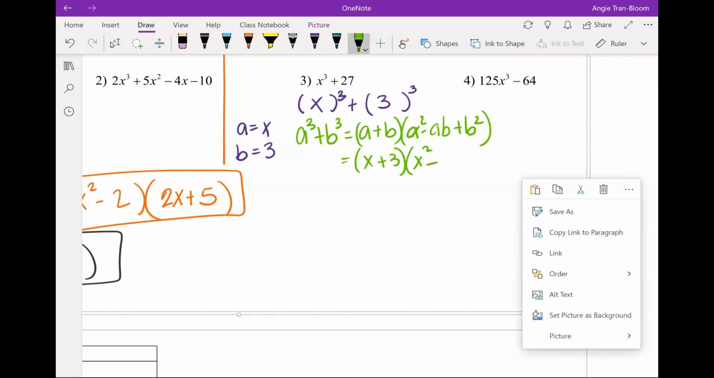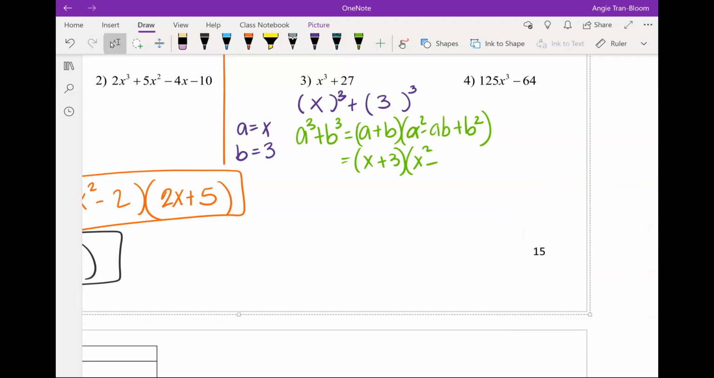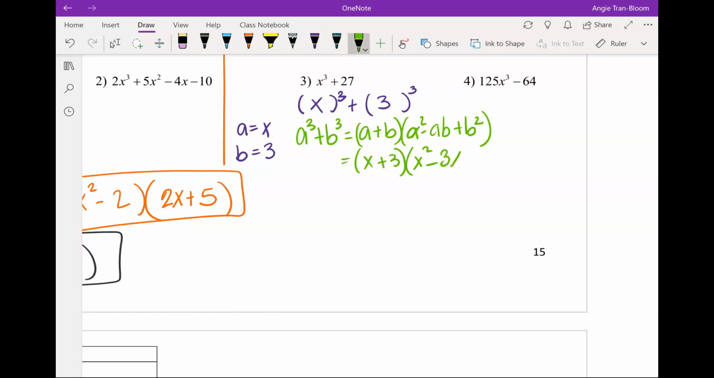Next spot, right here. X squared minus x times 3. So x times 3 would be 3x. Good. Okay.